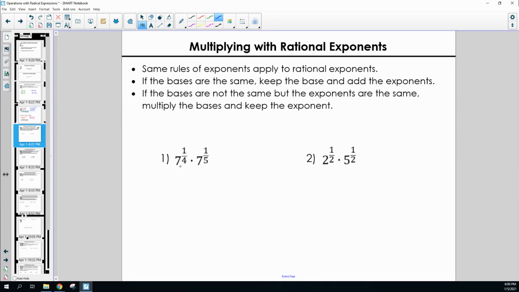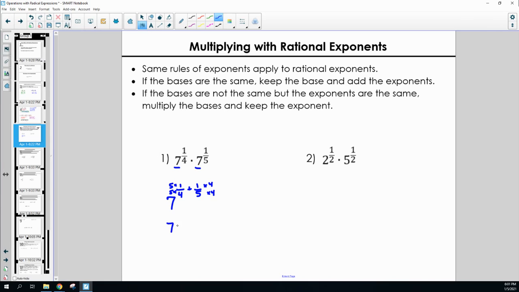So number 1 here, we have 7 to the 1/4 times 7 to the 1/5. Now here we have the same bases. They're both 7s. So what we can do is keep the base the same, so keep the 7, and then we're going to add the exponents together. When I add the exponents together, I have fractions. Remember that when we add fractions, we need to make sure that we have a common denominator. So in this case, my common denominator would be 20. So I need to multiply this first fraction by 5 and the second fraction by 4.